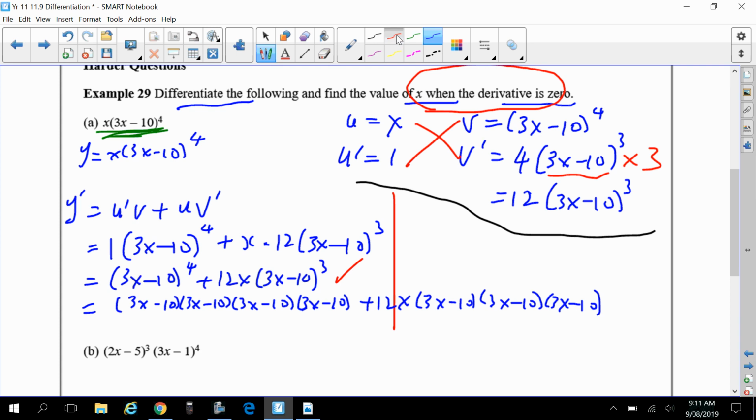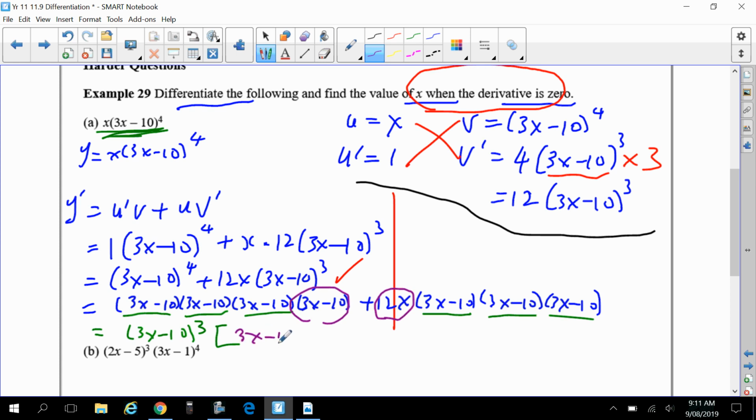How many common factors? Use a green pen. That's common. Common. Common. So 3 of them are common. So 3x minus 10 cubed, right? What are the leftovers? The leftovers are this guy and this guy. 3x minus 10 plus 12x. So I took the cube out. You select the lowest power common factor, you took the cube out. Hopefully that makes sense. Yeah?